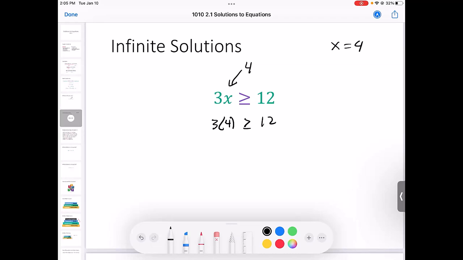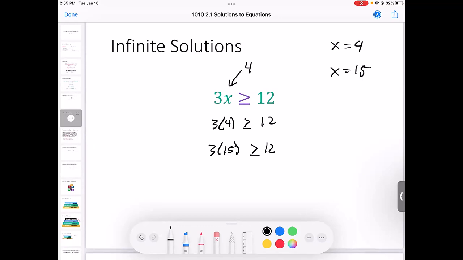Yeah. Okay, anything greater than 4. I think I also heard somebody say 15. So let's use that as an example. If I do 3 times 15 is greater than or equal to 12. Well, 3 times 15 is 75. 75 is greater than or equal to 12. And so x equals 15 would be a solution. And like you said, pretty much any number bigger than 4 would be a solution, right?